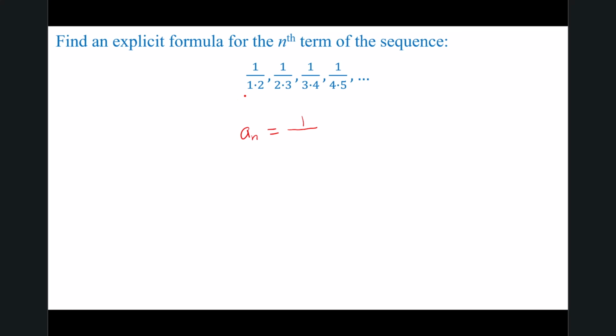So term 1 has a 1 times 2. So I'm going to say, okay, term 1 has 1. So I'll start with n. And then 2 is 1 plus 1. Let's see if that works for the next one. This is the second term. So if I plug in 2 for n, I should get 1 over 2 times 3. And if I plug in 2 for n, I do get 1 over 2 times 2 plus 1, or 1 over 2 times 3. So then once you have an equation, you can look at some of the terms and make sure your equation is working for all the terms in your sequence.